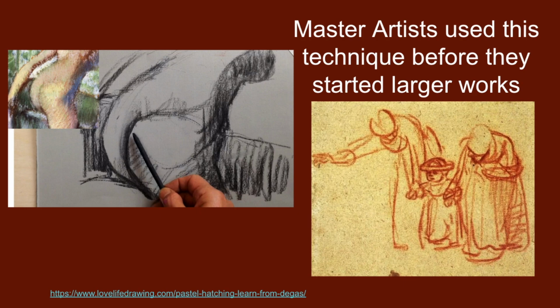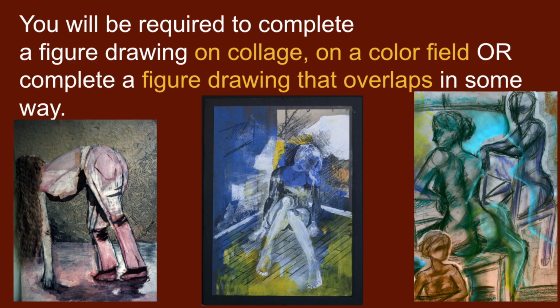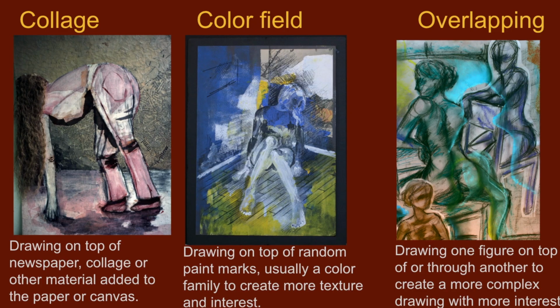The one that you're seeing on the left is actually a Degas. One of the things that you're required to do in this assignment is create a collage, color field, or perhaps overlapping in your figure. Here are some examples of that. And just so that you're aware of which one is which, I labeled them here for you.